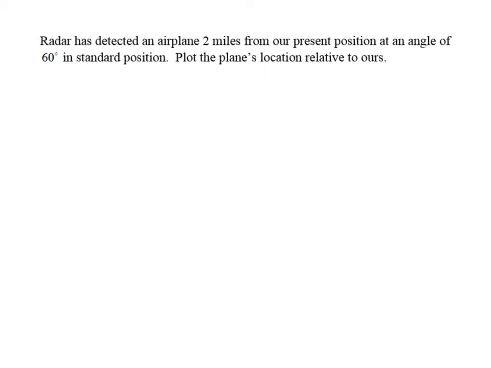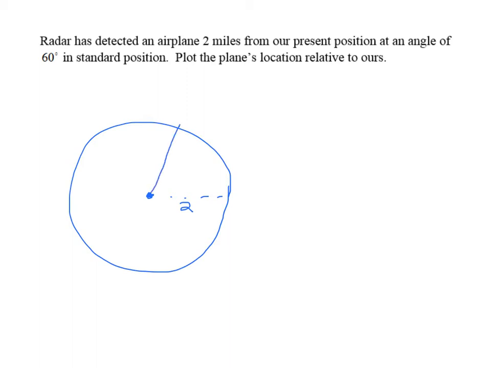Okay, so we need to decide where our location is, and I'll just plot a point right here. And now we know that this airplane is 2 miles from our present location, so that might determine a circle around our point that has a radius of 2. And then if it is at an angle of 60 degrees in standard position, well, we know standard position is due east, so if we go about 60 degrees from due east, then I think we could say that this airplane is at, I'll call it point A, right up here.